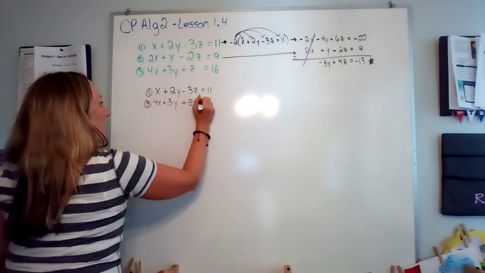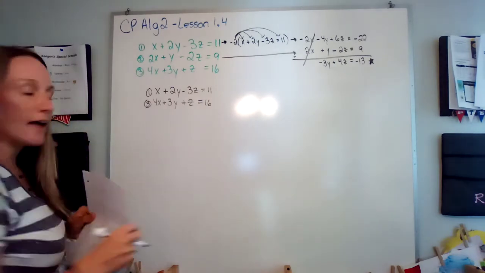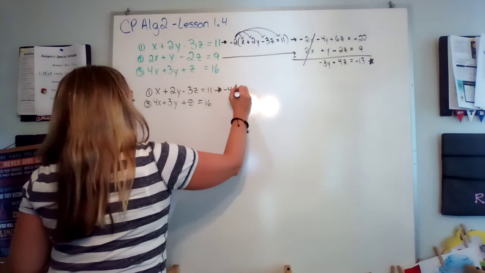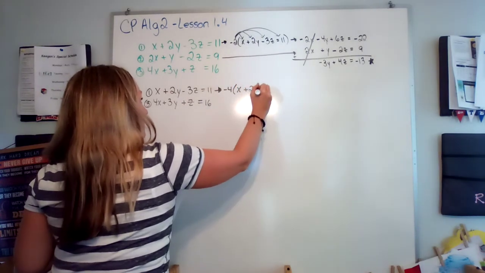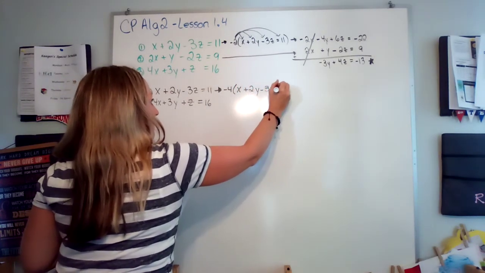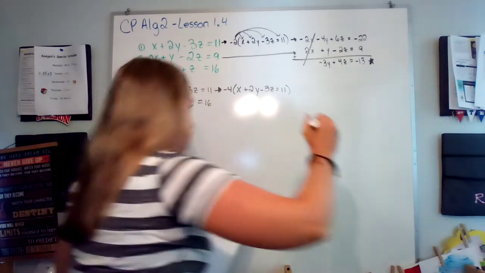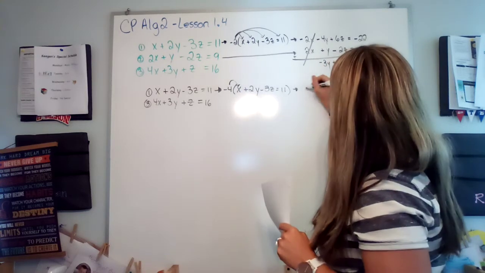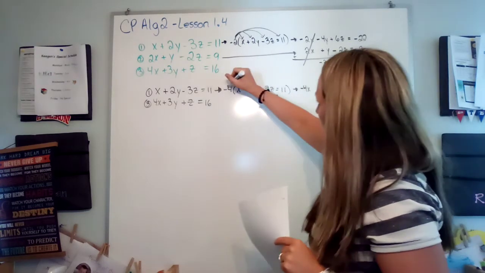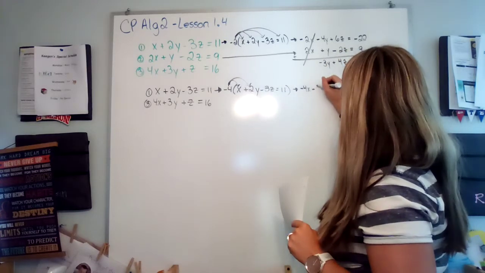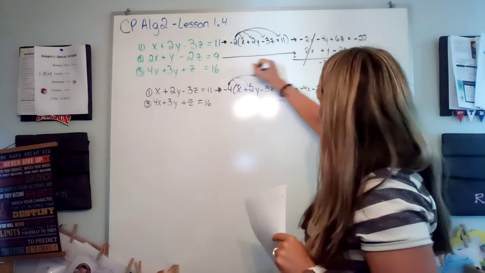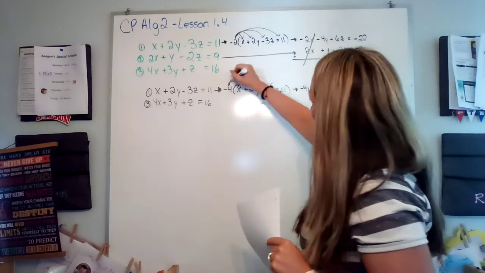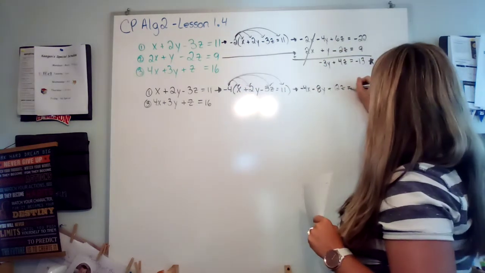Be careful with the copying, that you don't make sign errors or anything like that. Now I'm going to show that I'm multiplying through by a negative 4. So I'm going to multiply everything in that first equation by a negative 4. Negative 4 times x is negative 4x. Negative 4 times 2 is negative 8y. Negative 4 times negative 3 is a positive 12z. And negative 4 times 11 is a negative 44.